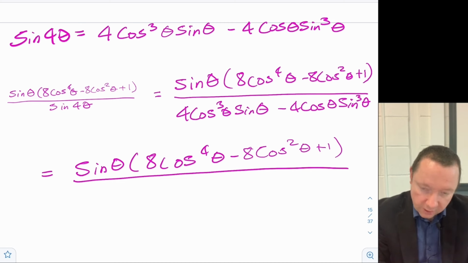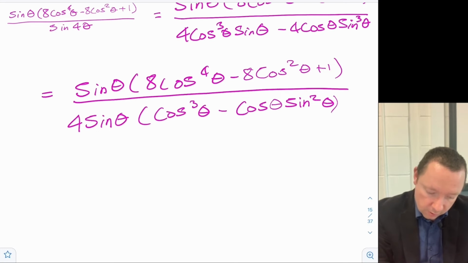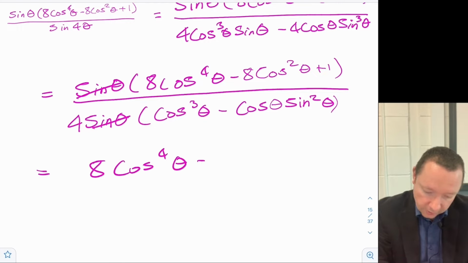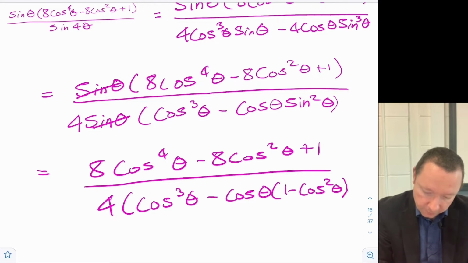So sine theta is a common factor. So it's 4 cos cubed theta minus cos theta sine squared theta. Sines cancel, of course, so on the top we get 8 cos 4 theta minus 8 cos squared theta plus 1, over 4 times cos cubed theta minus cos theta times 1 minus cos squared theta for sine squared theta.